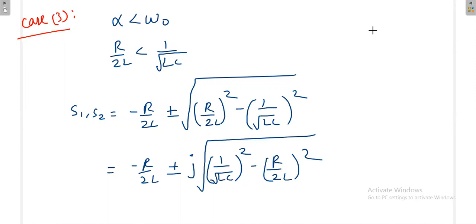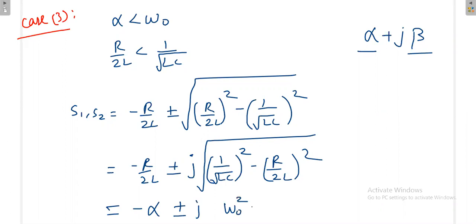Please always remember, whenever we write alpha plus j beta, alpha is real and beta is also real. In such a way it is modified. Once our assumption is minus alpha, and we have modified it, this is omega naught square minus alpha square.